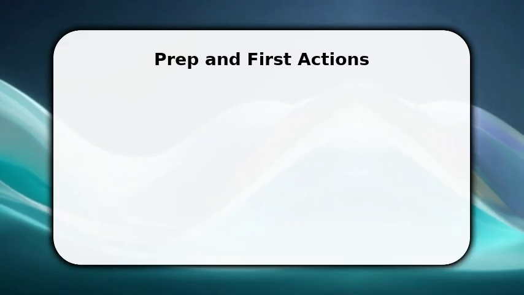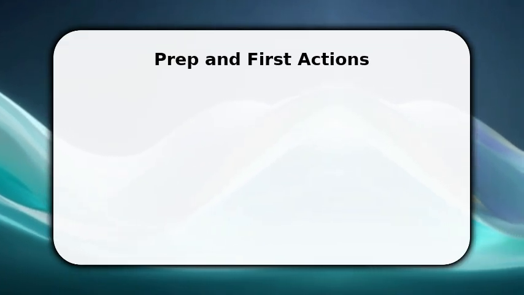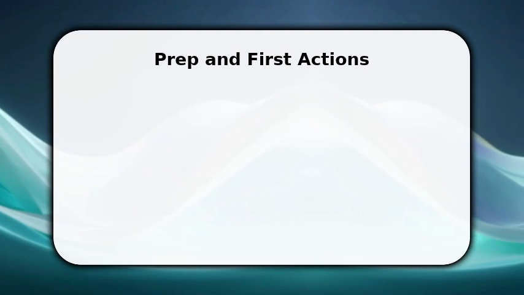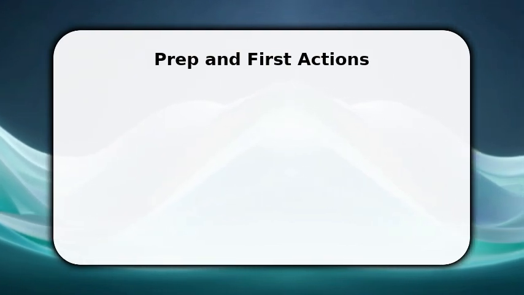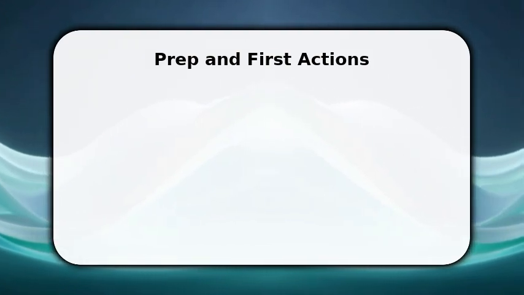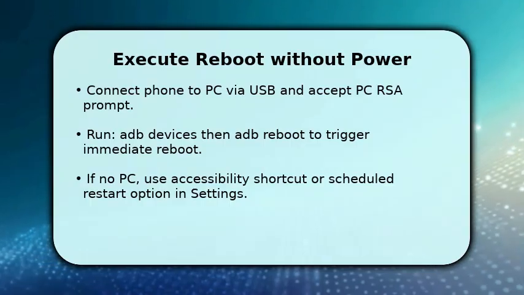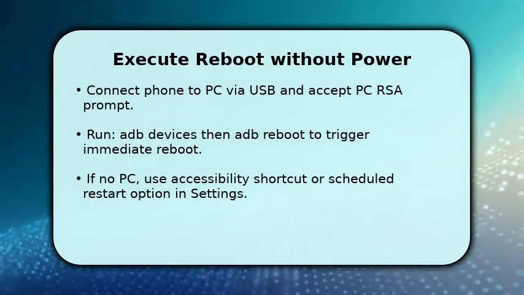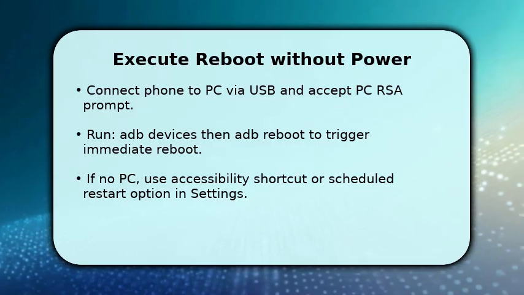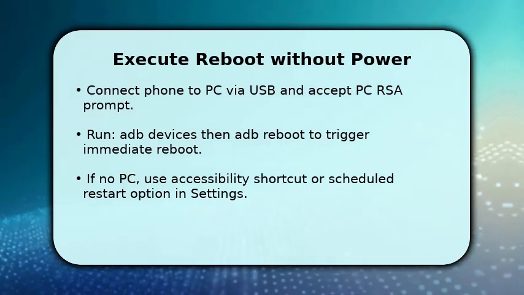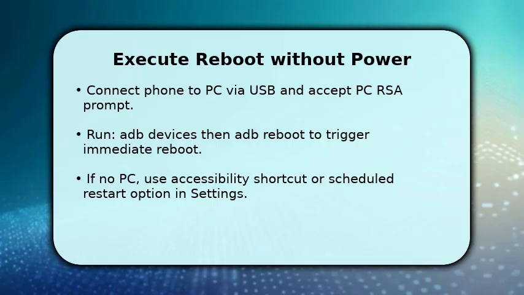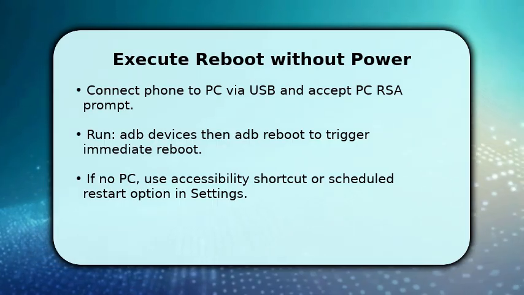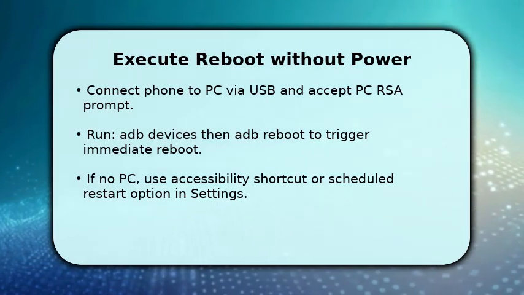This gets you straight into methods that don't need the power key, because ADB or accessibility shortcuts let you trigger a reboot command remotely and reliably. With the phone connected and the PC authorized, run adb devices to confirm the connection, then adb reboot to restart the device immediately. This uses the Android Debug Bridge to send the system reboot command, which bypasses the physical power button.